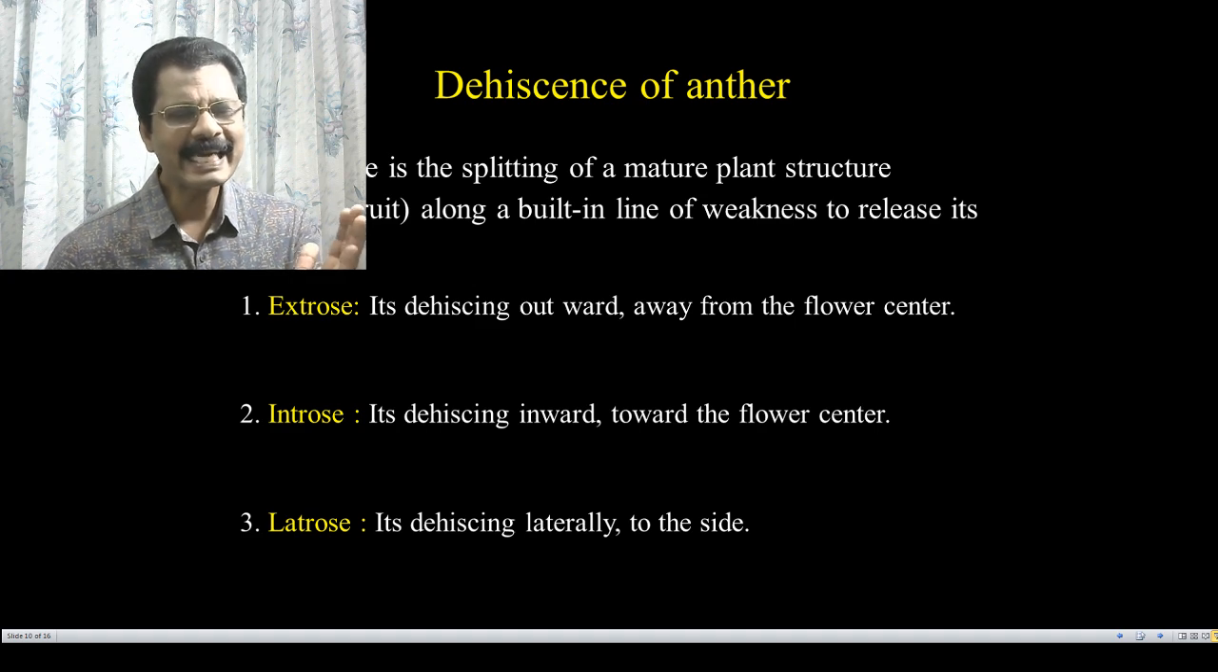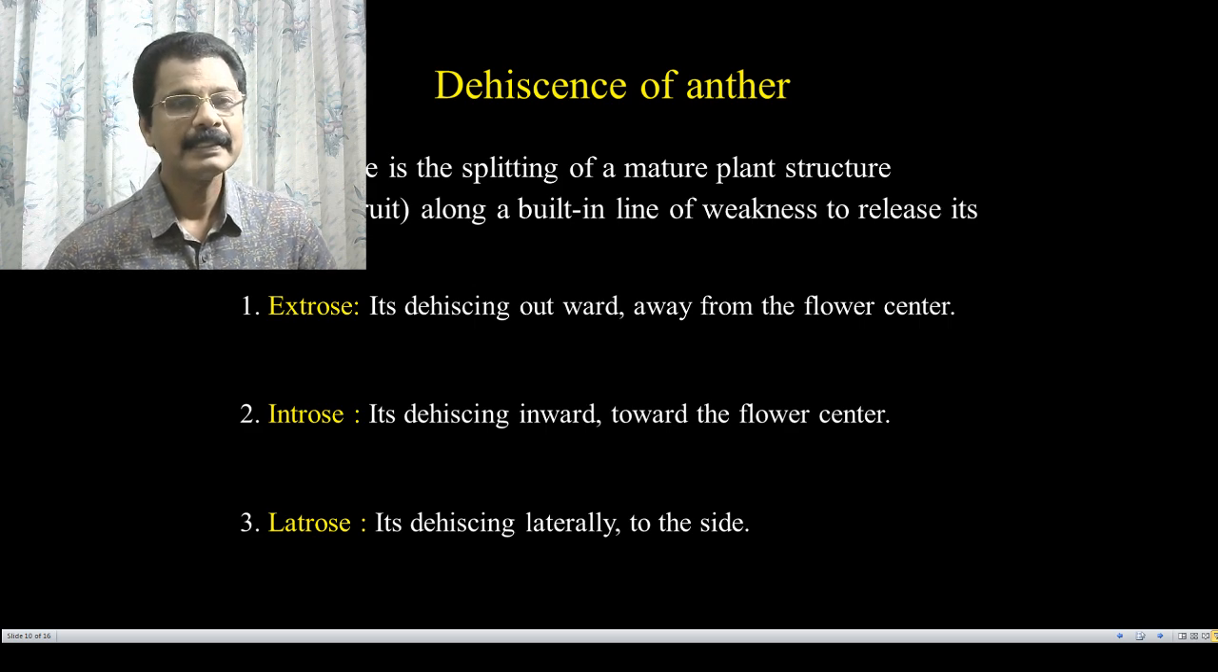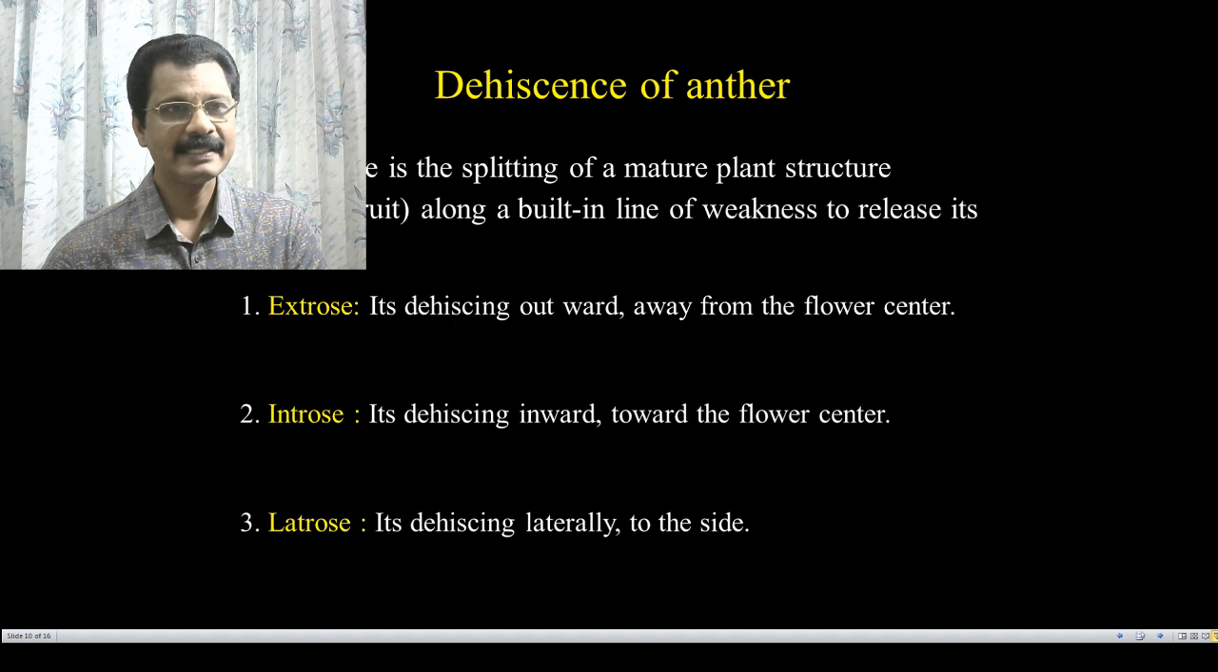Extrose, that means the dehiscing face facing towards the outer side. That is called extrose. Then introrse, dehiscing face facing towards the inner side of the flower, the center of the flower, that is called introrse. Then latrorse, dehiscing face facing laterally, that is called latrorse, right? Depending upon the dehiscing face, you can see extrorse, introrse, and latrorse. Okay.